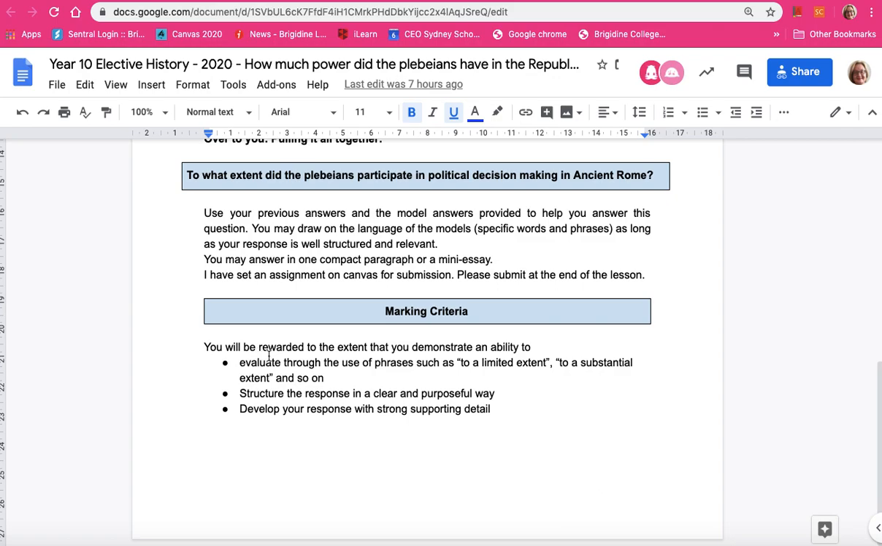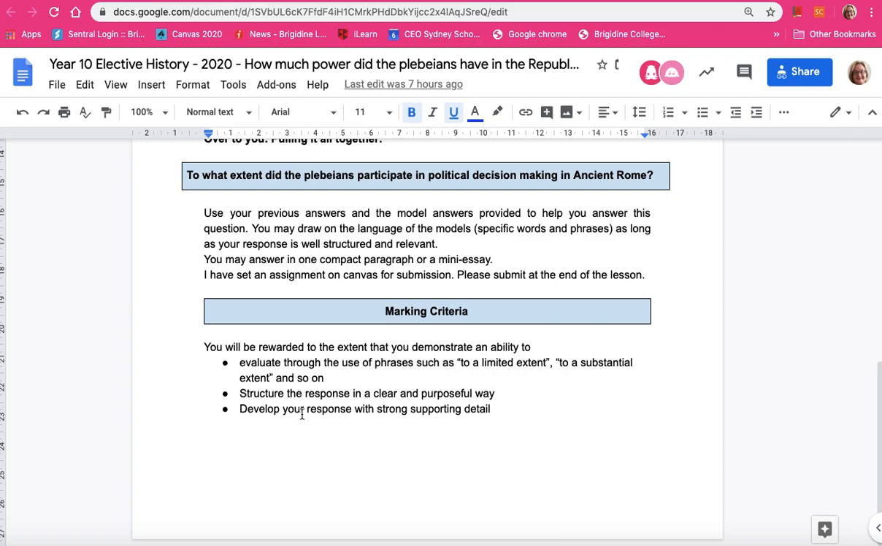You'll be rewarded to the extent that you demonstrate an ability to evaluate through the use of phrases such as to a limited extent or to a substantial extent. You know, did they have a lot of say in government? Was it limited? Was it substantial? You wouldn't be saying that they had a lot of say. You would be arguing, this is a bit of a hint, that it was limited or substantial. Substantial means quite a lot, a reasonable amount. You know, there is substance there, but it doesn't mean that they've got a huge amount.